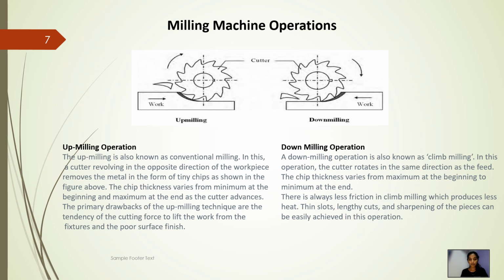The second one, downmilling operation. A downmilling operation is also known as climb milling. In this operation, the cutter rotates in the same direction as the feed. The chip thickness varies from maximum at the beginning to minimum at the end. There is always less friction in climb milling, which produces less heat. Thin slots, lengthy cuts, and sharpening of the pieces can be easily achieved in this operation.